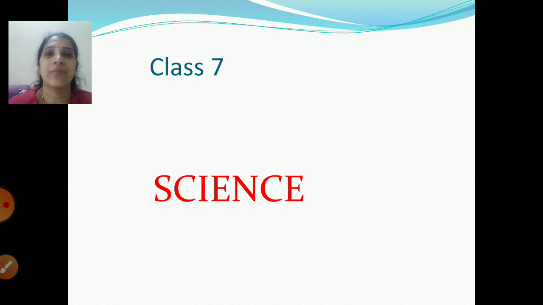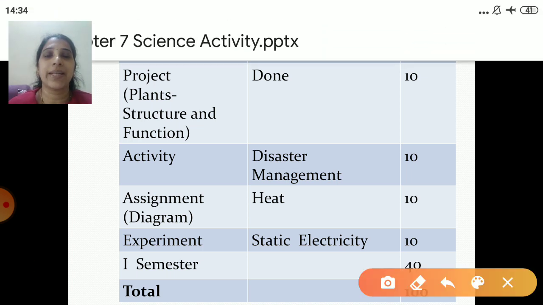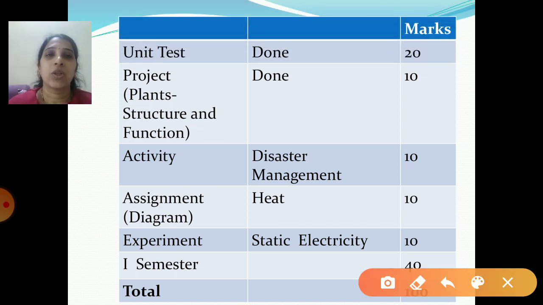So I will brief you about the activity on disaster management. Before that, let's have a look at the formative and the summative assessment, the distribution of the marks. Children, the unit test has already been done. There were two chapters for the unit test, which carried 20 marks. Then a project was given in the month of June related to chapter 2, that is plant structure and function. I hope everybody has completed that project. That carried 10 marks.